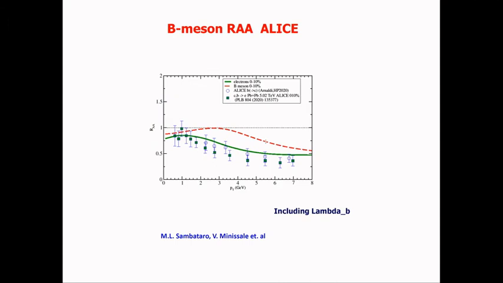Then we have also extended the same model to compute the observables for B mesons, R_AA at LHC energy. Here we have computed the B meson R_AA as well as the electrons from the decay of the B meson, and compared with the experimental data. And here we have included Lambda_b to compute the R_AA within the same framework.